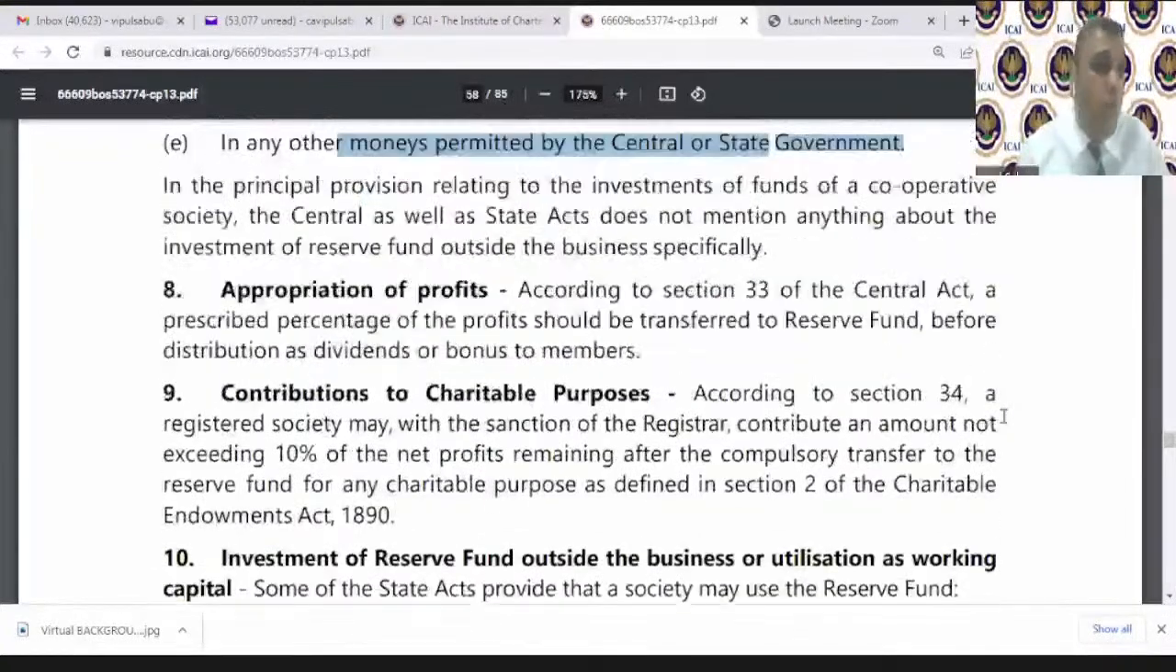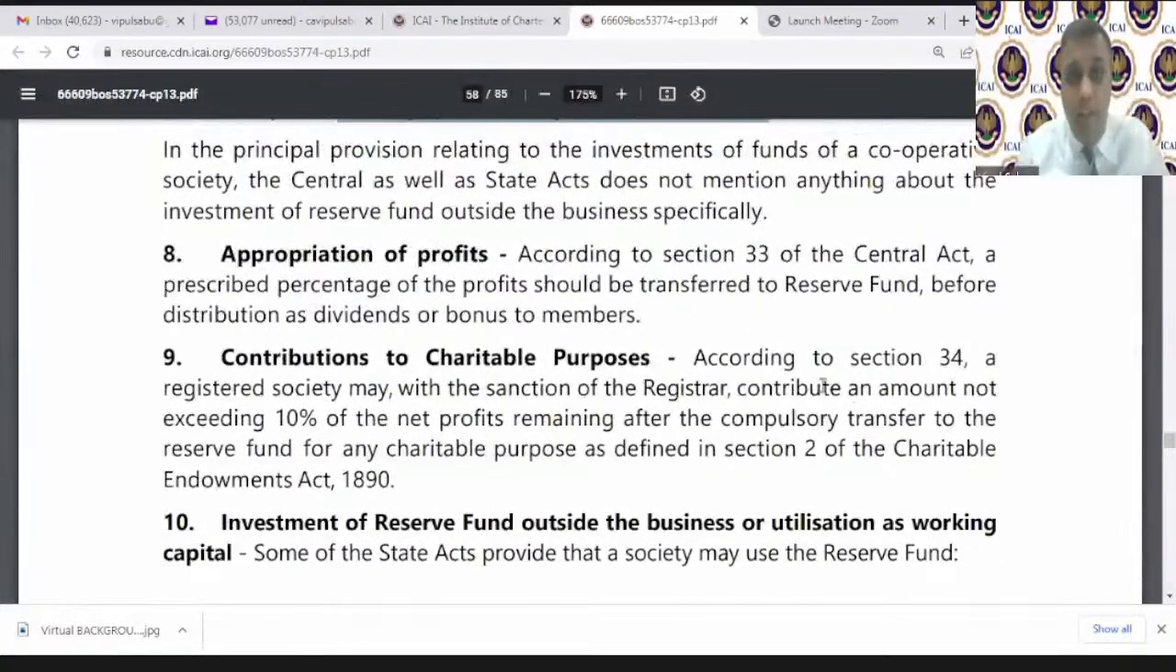Appropriation of profits: whatever surplus the society is having, a prescribed percentage of profits should be transferred to the reserve fund before distribution as dividends or bonus to members. We all know about it. A profit and loss appropriation account we used to make. You have to transfer a certain fund to the reserve fund before distributing the surplus as dividend or bonus to the members of the society.